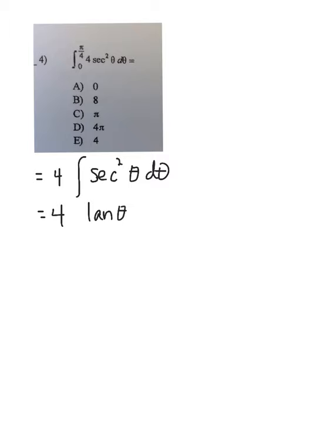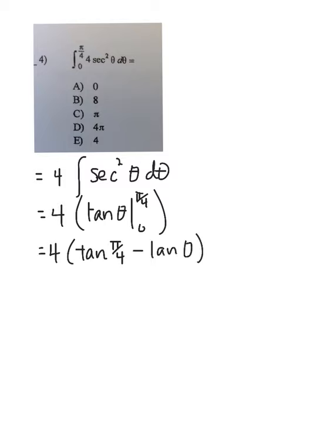Okay, we don't need a plus c because we do have bounds. All we're going to do is evaluate from the upper bound minus the lower bound. So that's going to give me 4. Then we're going to do the tangent of pi over 4, minus the tangent of 0. Now remember pi over 4 is 45 degrees, and the tangent of 45 degrees is 1, and the tangent of 0 is 0. So your answer is 4.